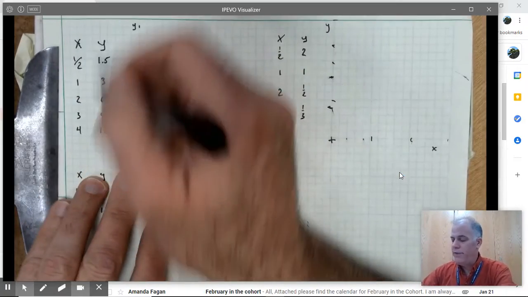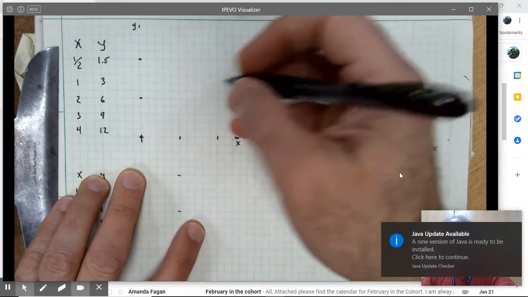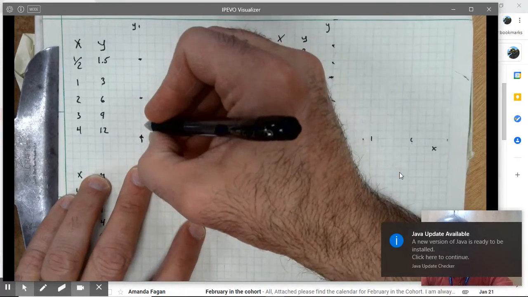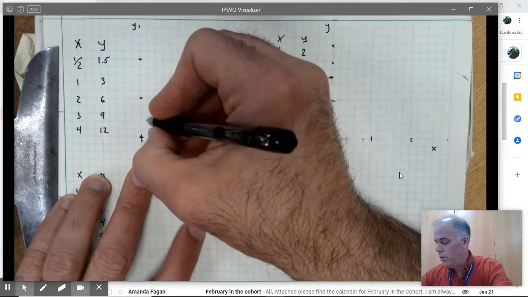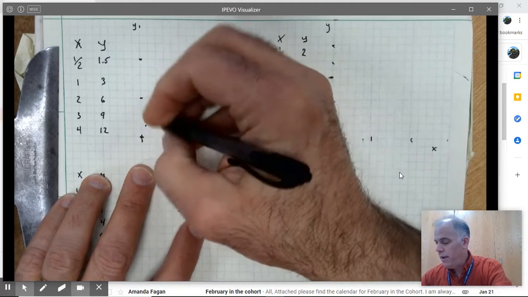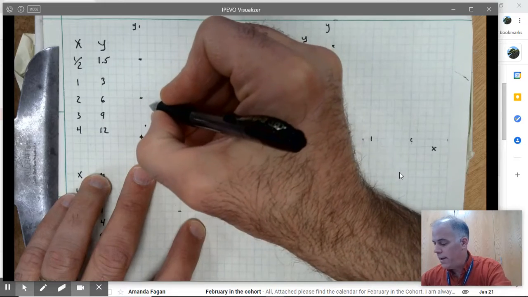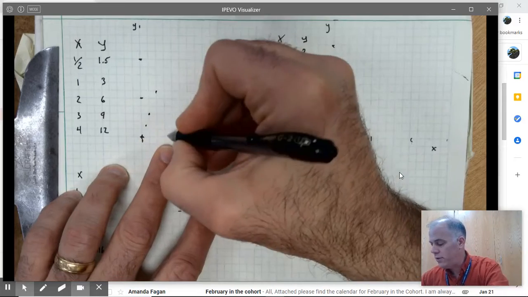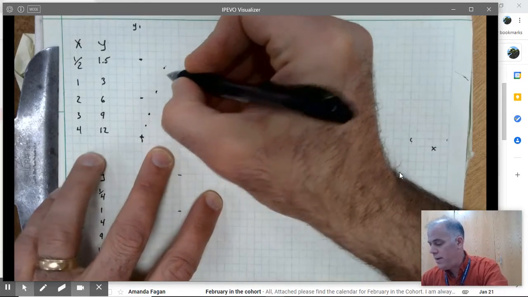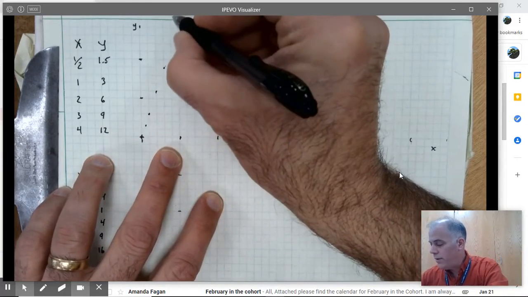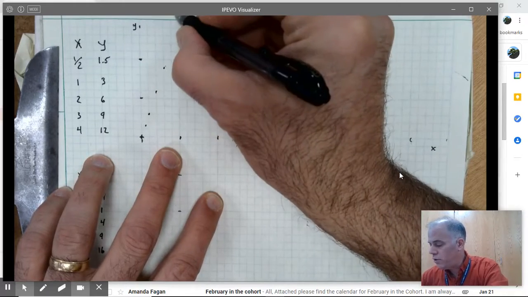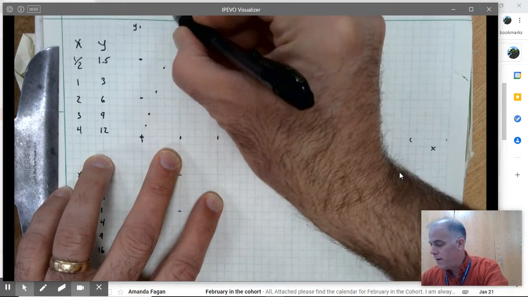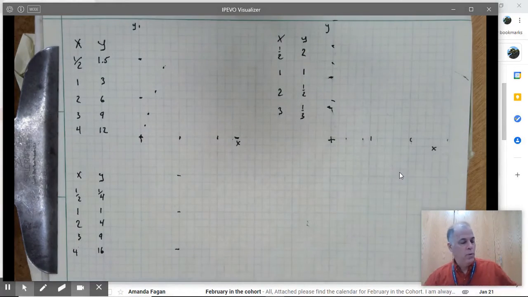So suppose we have this data set, X versus Y. Let's make X 1/2 and Y will be 1.5. X is 1, Y is 3, X is 2, Y is 6, X is 3, Y is 9, X is 4, Y is 16, 5, 10, 15. So it'd be up about here. And when we do this, we find that we get a straight line.